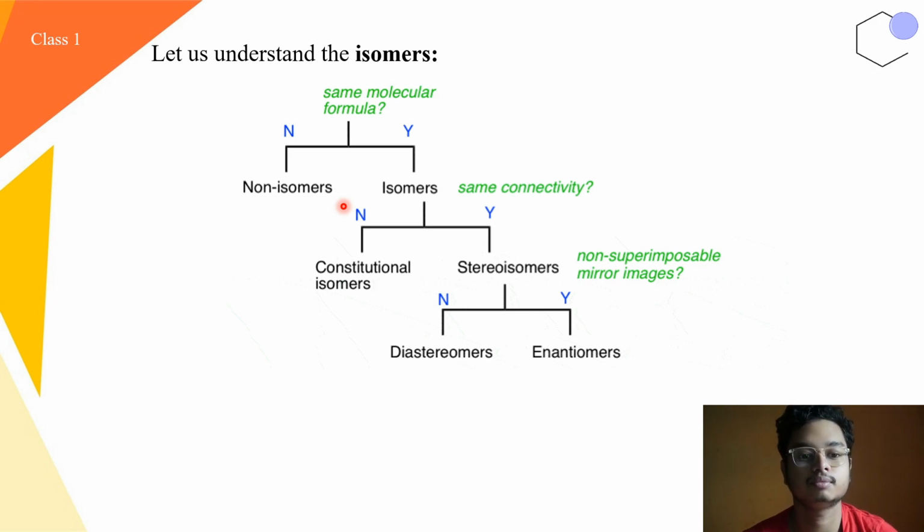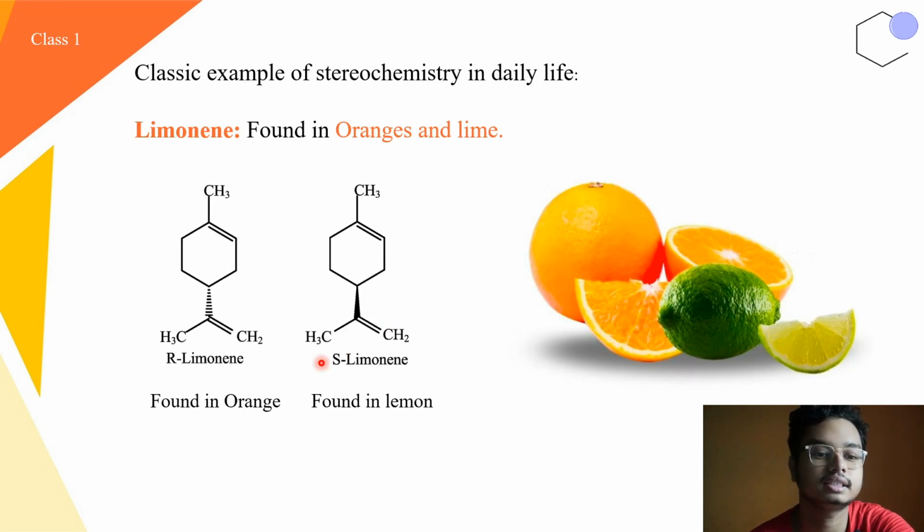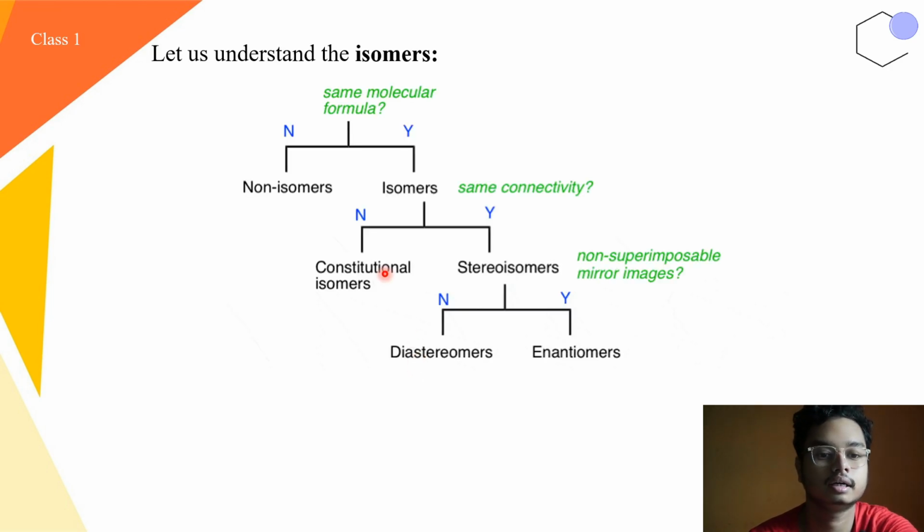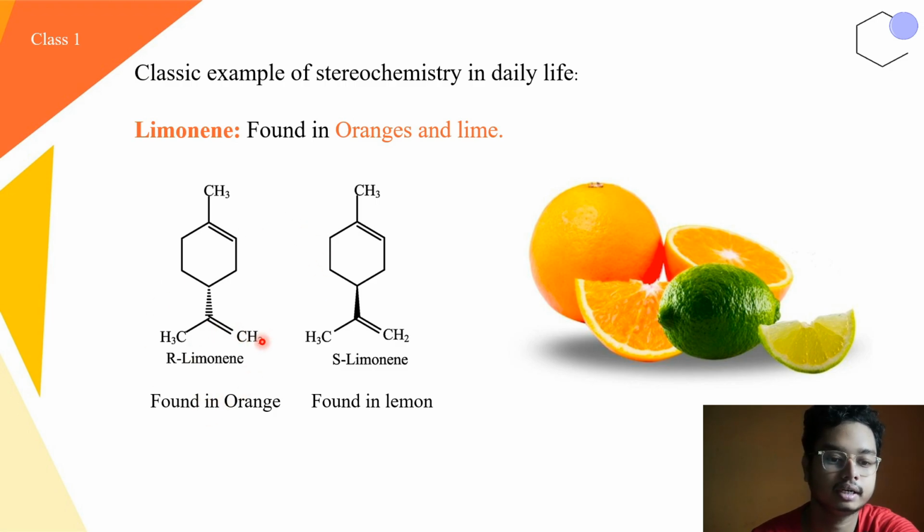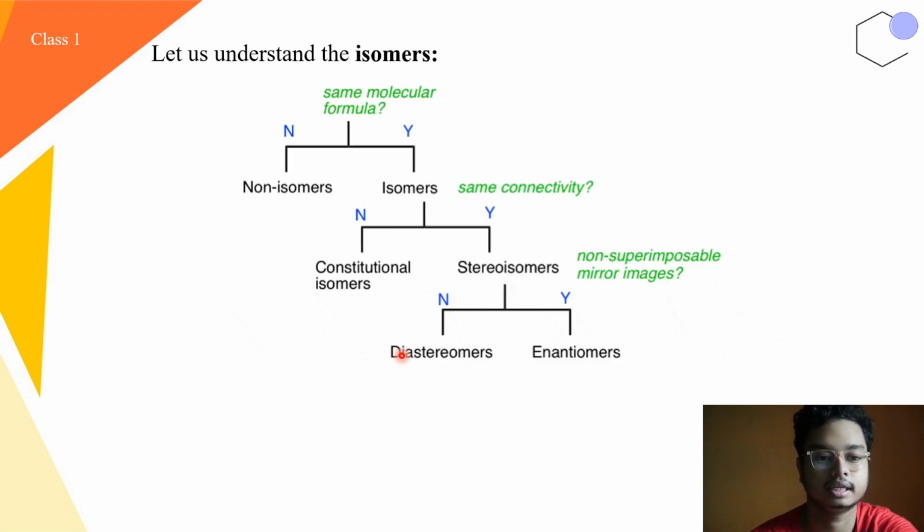If the molecular formula is the same, then we can call them isomers. If not, then we can say they are non-isomers. In our previous example, both compounds have the same molecular formula but a different spatial arrangement. Now these are the isomers.